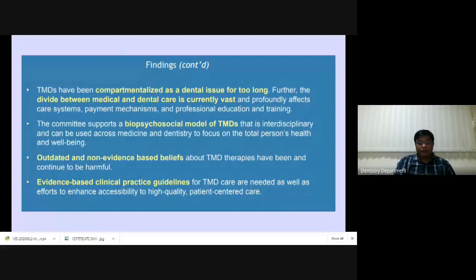And they firmly quoted that there are outdated and non-evidence-based beliefs that TMD therapies have been and continue to be harmful. There are a lot of outdated therapies still being followed. They also found that evidence-based clinical practice guidelines for TMD are needed, which are not much in the literature. So these are the findings they found. So based on this canvas, we will go into the topic.